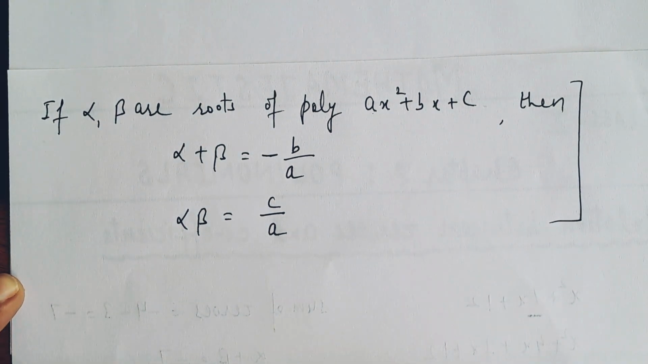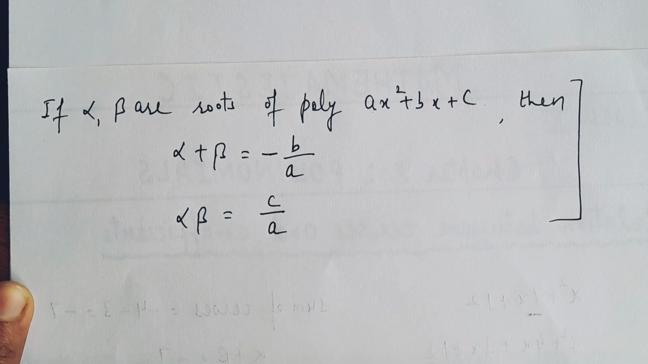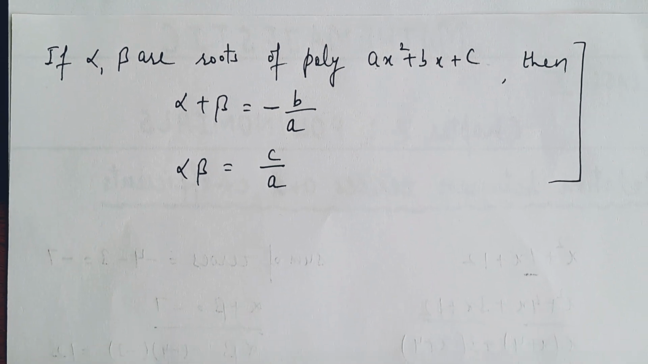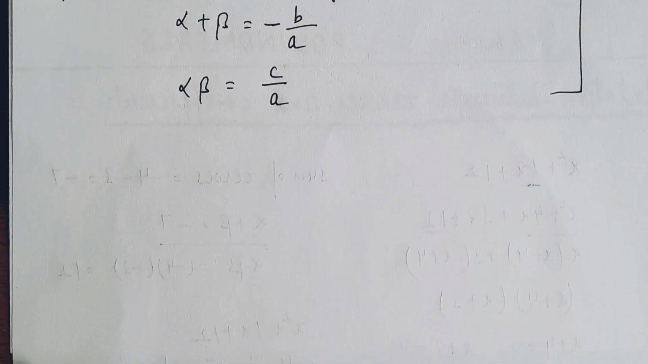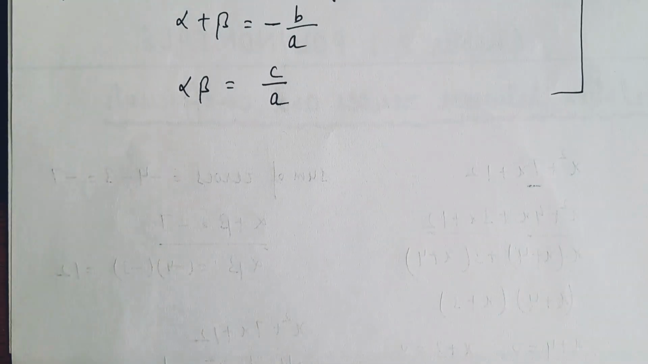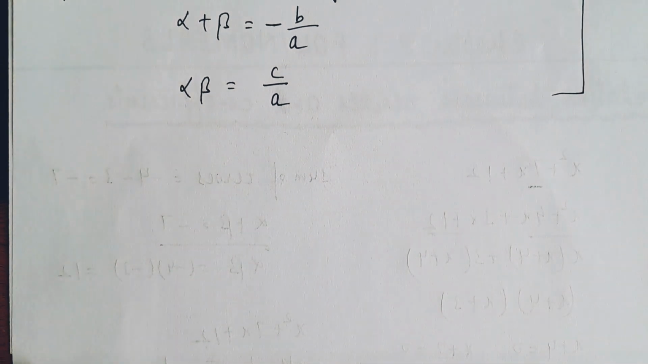Now we will move towards the next topic. Next we will do some questions of NCERT exercise 2.2 which are related to the same topic. We have to find the zeros of the polynomial, and as well we have to verify the relationship between the zeros and the coefficients.